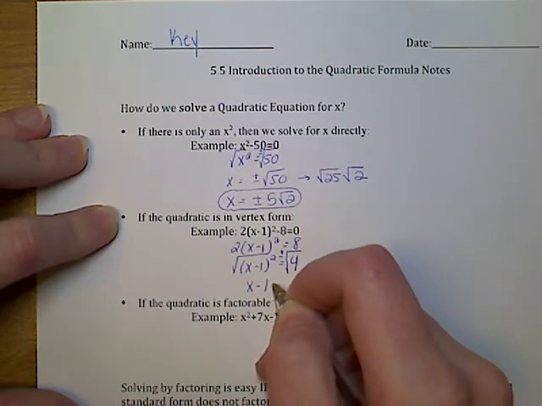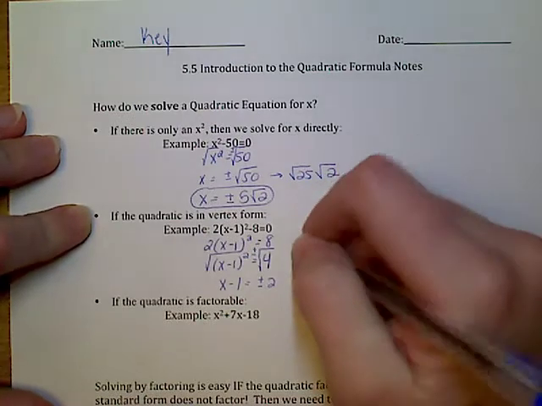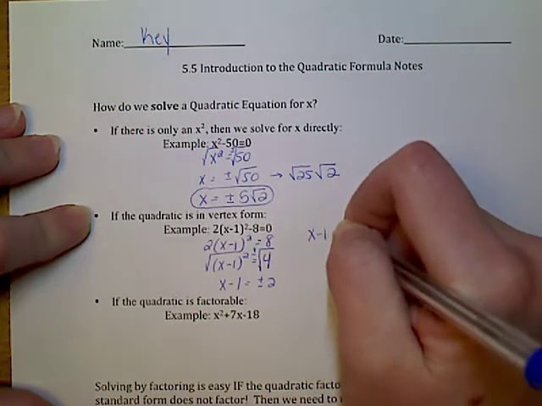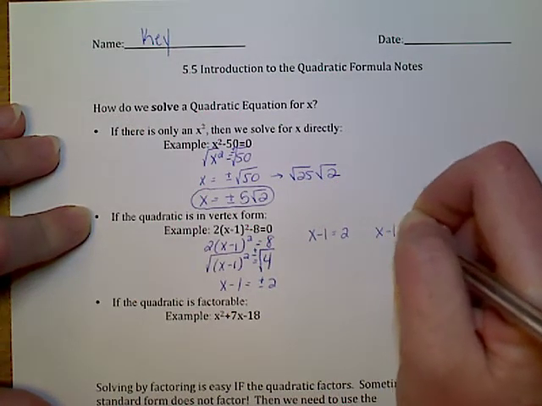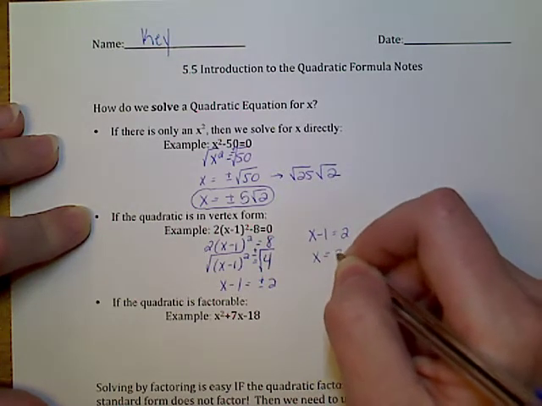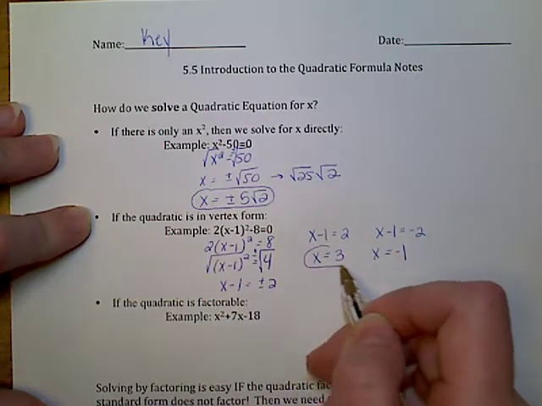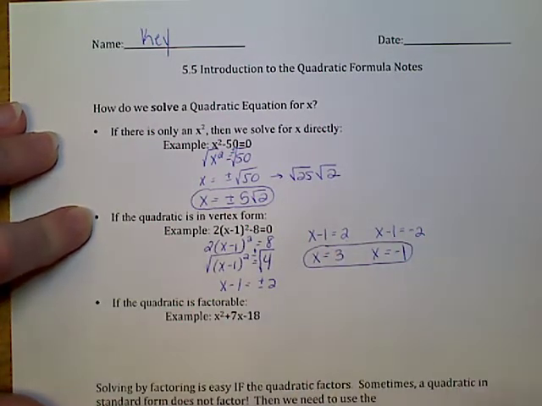So x minus 1 equals plus or minus 2. So you can think of it as two different cases. X minus 1 equals positive 2, and x minus 1 equals negative 2. We add 1 to that, we get 3. And we add 1 over here, we get negative 1. So those are my two solutions.